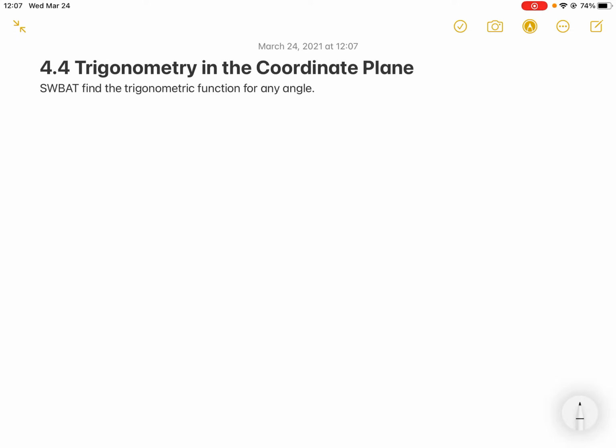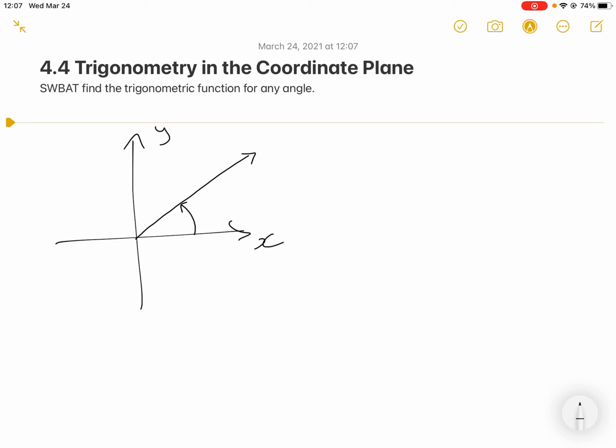So now that we've seen the unit circle and we've come up with the trig functions for different angles along the unit circle, we're going to change gears slightly and just sort of stretch the unit circle out into the coordinate plane. Let me show you an example here. Rather than being confined to just a circle with radius 1, let's say I have some angle theta.